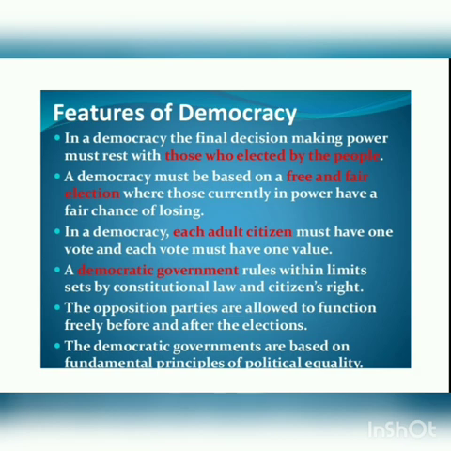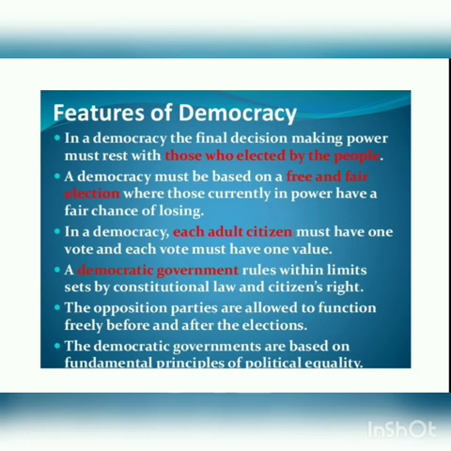And this has happened many times in India. That is, when the Lok Sabha elections were held, the majority political party which was ruling lost the majority votes in an election and other political parties came into power. So this is the success of democracy. In a democracy, each adult citizen must have one vote and each vote must have one value.